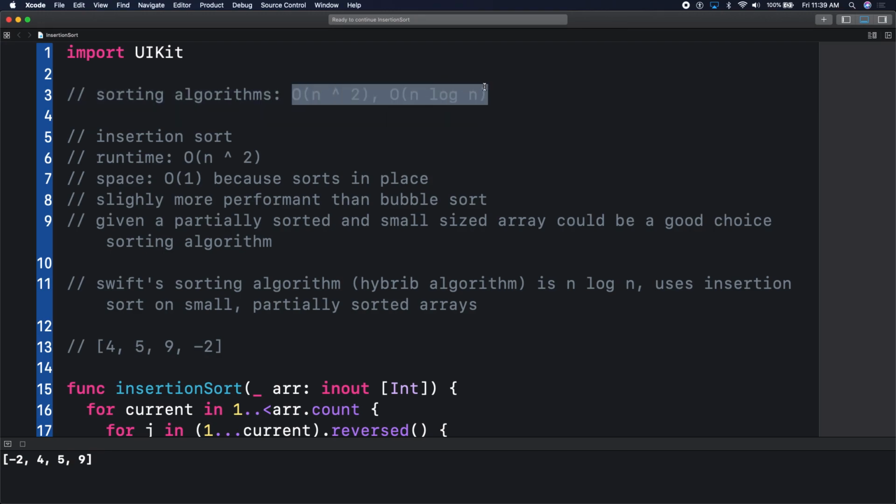So looking at those two, which one is faster? Insertion? No. Looking at those two runtimes, which is faster?